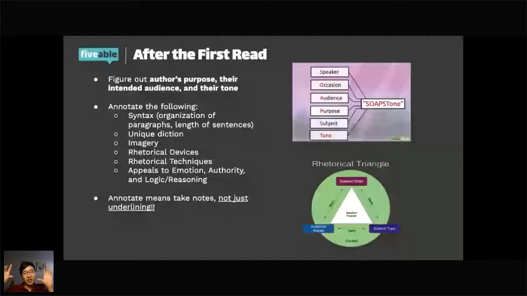What I would usually do is, to the right of that article in the margins, or in the top left, I would write their purpose, I'd write their intended audience, and I would label their tone.